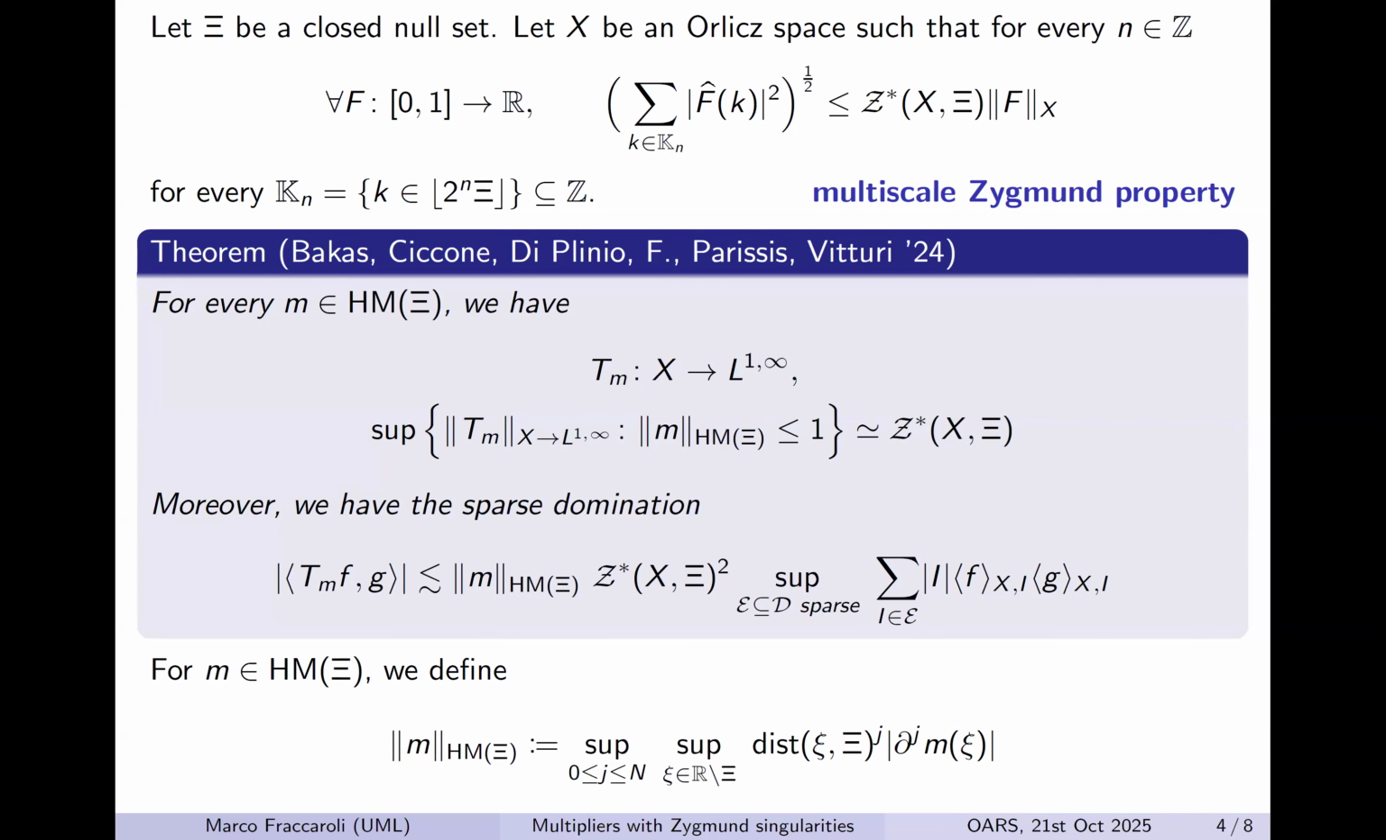Can you say a bit more about motivation for this Zygmund property? What do you mean? It turns out to be exactly the underlying phenomenon that dictates the endpoint estimates. If you're trying to understand what endpoint estimates you can expect, this is going to be exactly the same problem a posteriori as trying to understand the multiscale Zygmund property of the set of singularities.